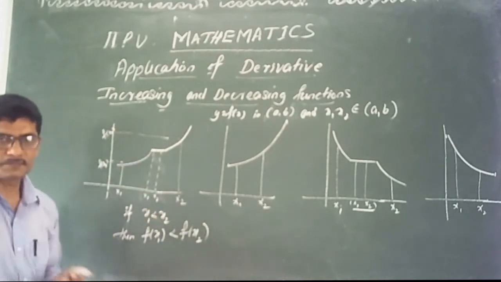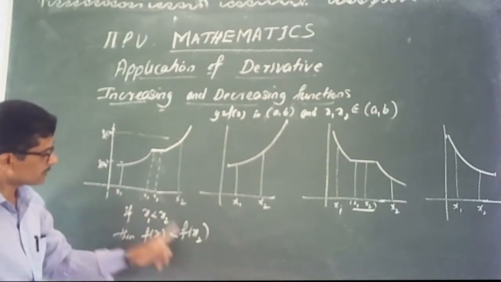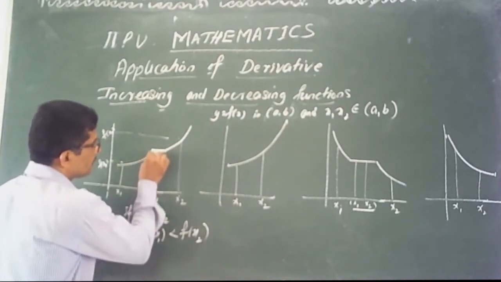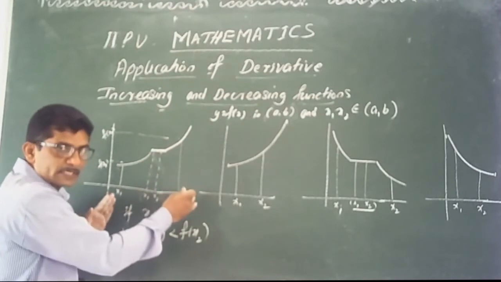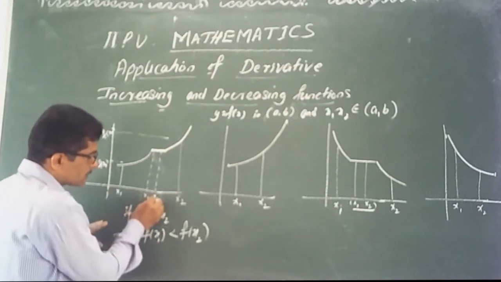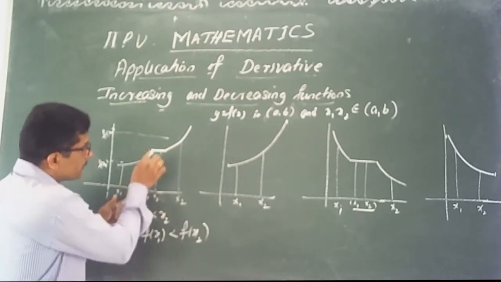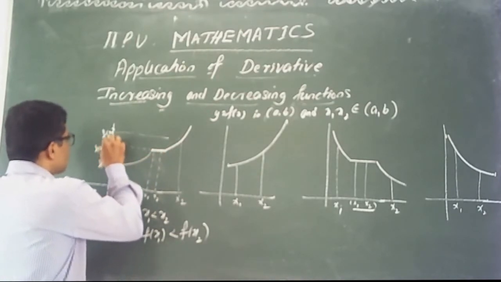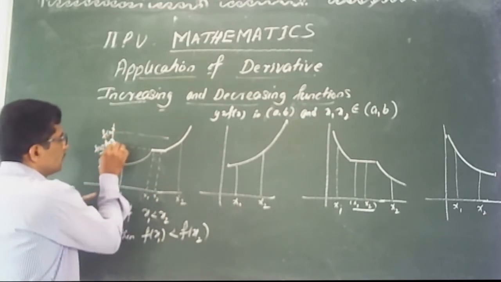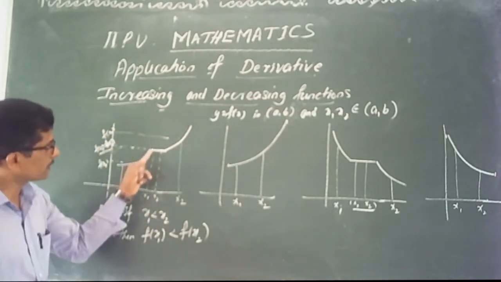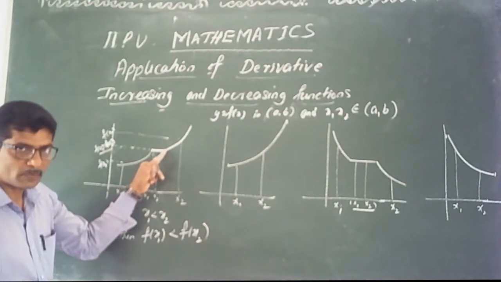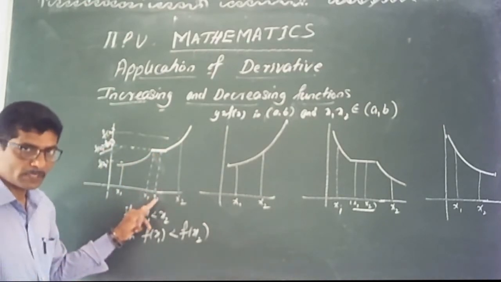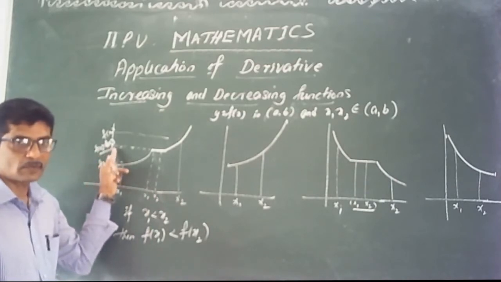It is clear? f of x1 is less than f of x2, or suppose at this place you can take x1 and x2 as arbitrary values, x1 less than x2, then the values of f of x1 and f of x2 are both the same, f of x1 is equal to f of x2 here. In this case, suppose taking up to this point to this point, x1 is less than x2, you can take any two points, f of x1 is equal to f of x2.